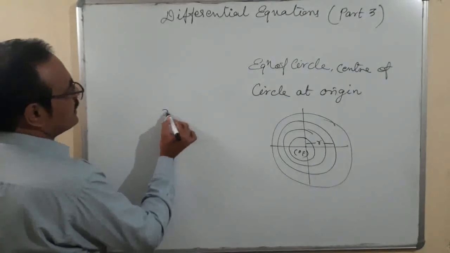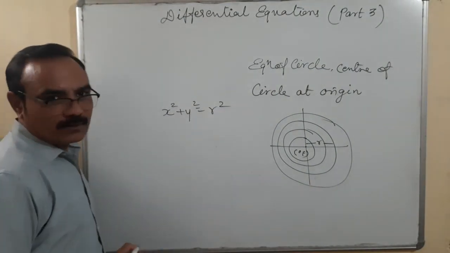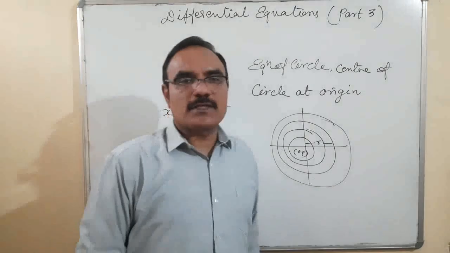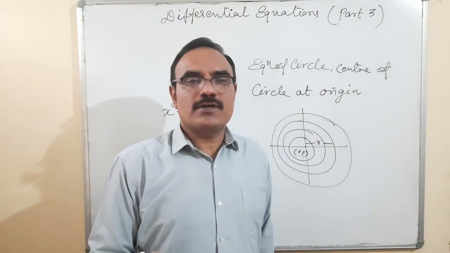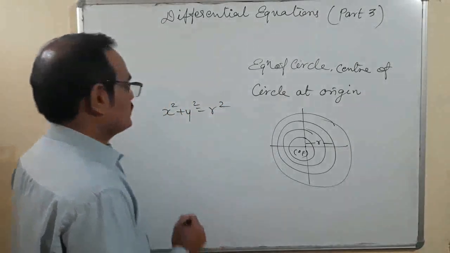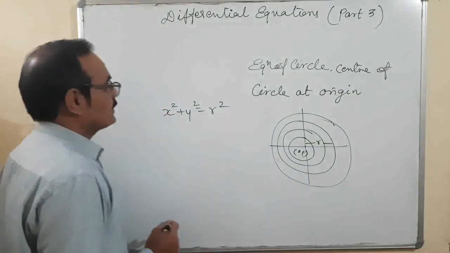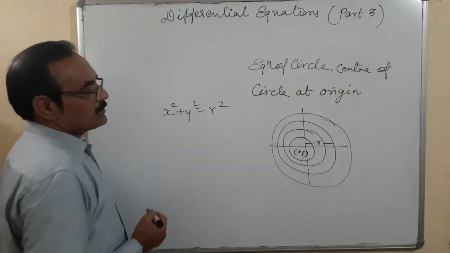So equation of that, x square plus y square is equal to r square. Because the equation of circle, center is 0, 0 and center is origin, that means 0, 0 and radius is r. So actually all these circles are concentric circles, their center is same, radius are different. x square plus y square is equal to r square.